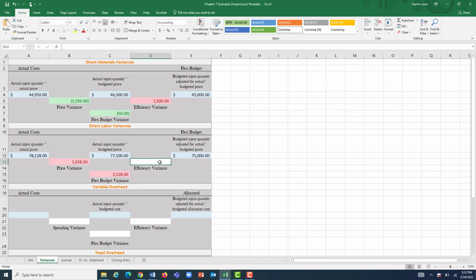Well, we've got our efficiency variance. Both of these take into consideration our budgeted price. We're assuming that every laborer made per hour what we had budgeted for in the first place.